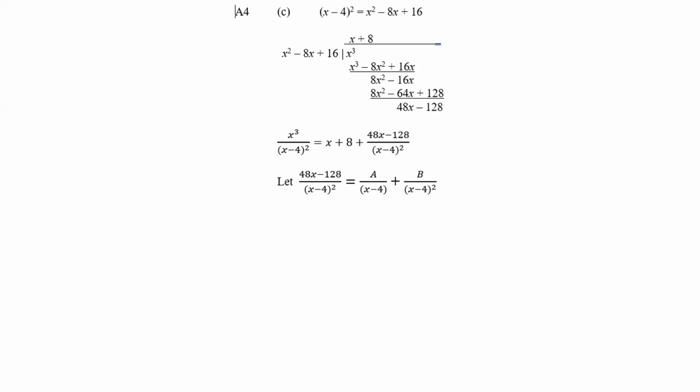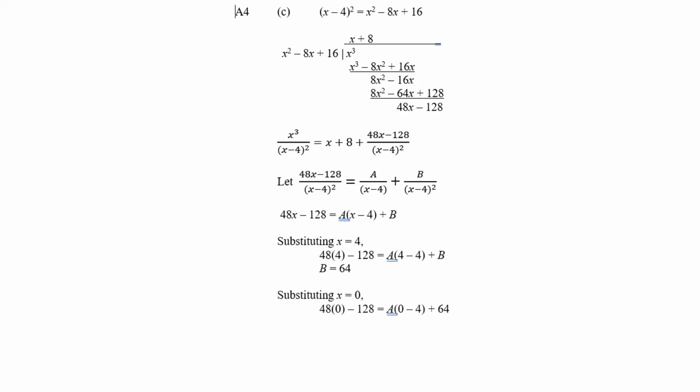Next, multiply by the original denominator throughout, which means x minus 4 whole thing squared throughout. And you will get rid of all the denominators. Okay, so what do you sub in? Of course, you sub x equals 4 so that your a will disappear and you can solve for b. The next thing, you can sub x equals any convenient number such as 0, and then you solve, then you find the value for a.